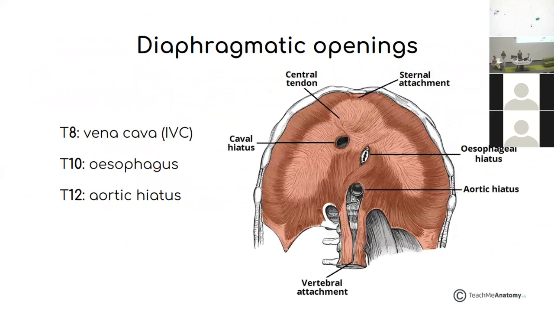You have probably heard this little trick. It's about the openings in the diaphragm where things pass from the thoracic into the abdominal cavity. The three openings allow for the passage of the vena cava, the esophagus, and the aorta. Vena cava has 8 letters, passes through at T8. Esophagus has 10 letters, passes through at T10. Aortic hiatus, a bit of a weird one, but has 12 letters apparently, so T12 is where it passes through.